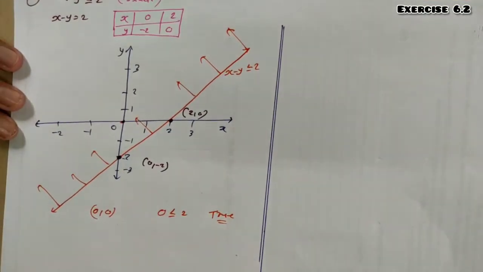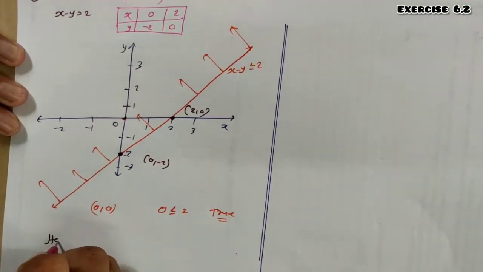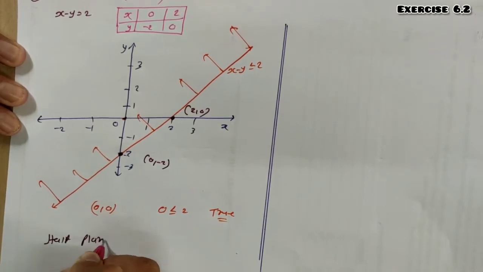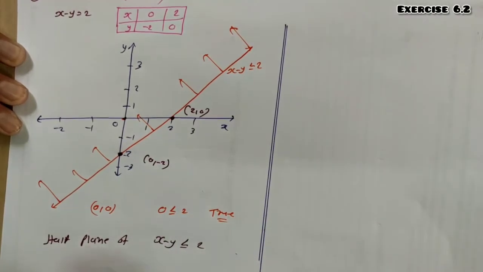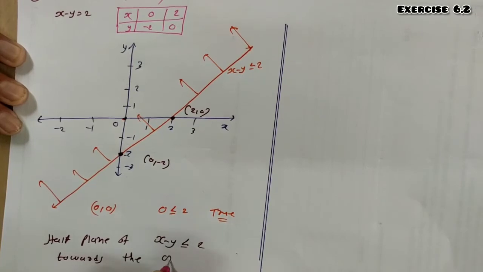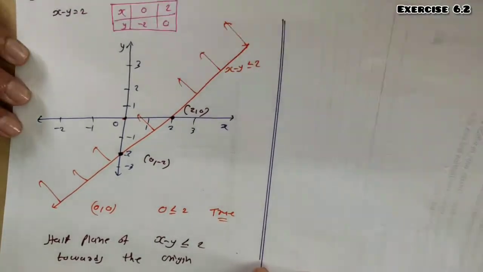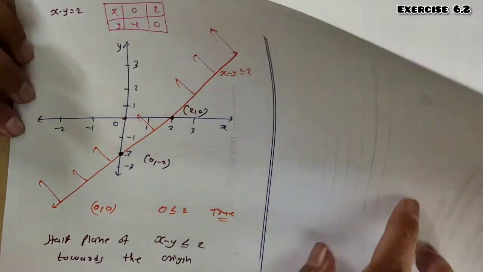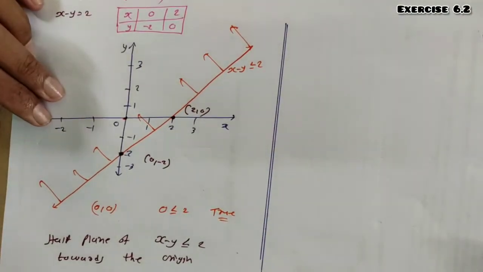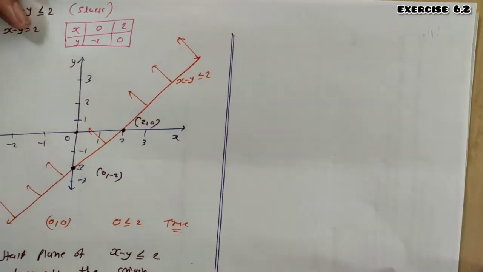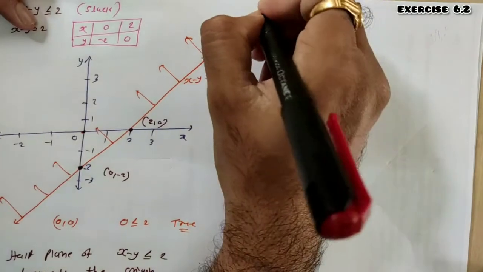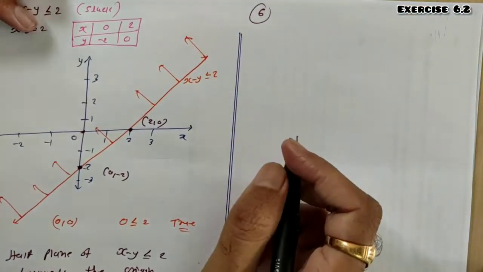Done. So here you have to write the half plane of x minus y less than or equal to 2 towards the origin. Towards the origin is the solution of this given linear inequality. Clear? Now question number 6. All questions are same. Remaining questions you have to try by yourself.